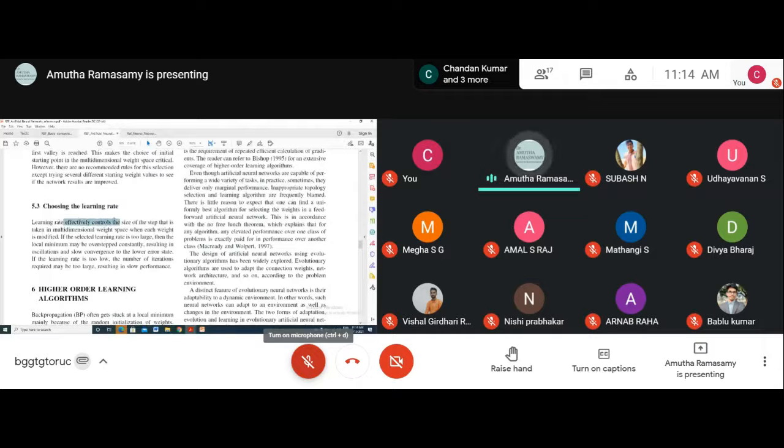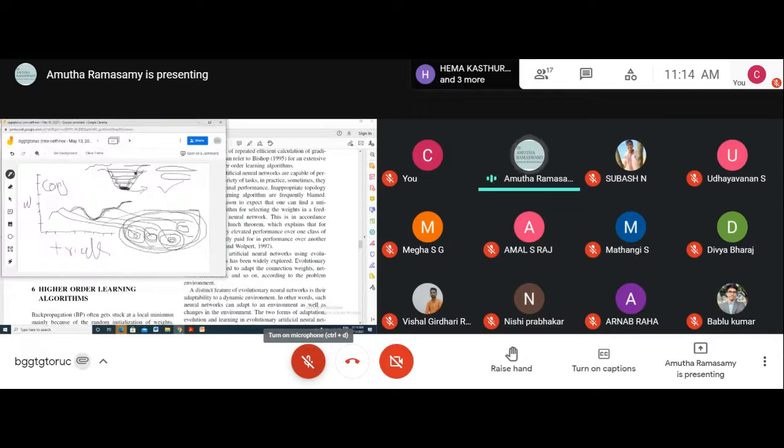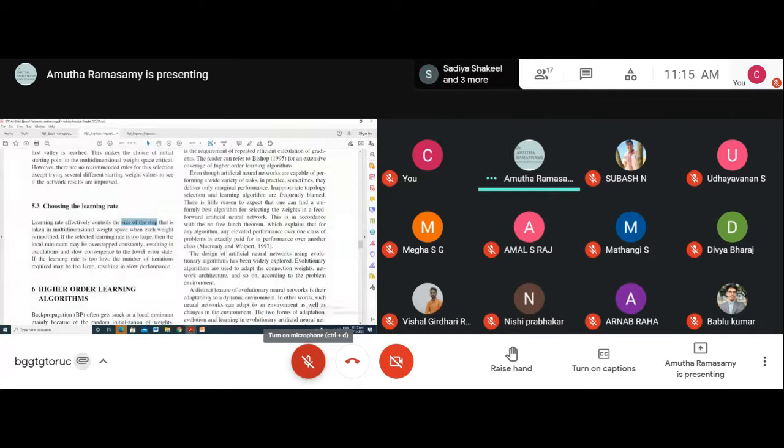Okay, learning rate effectively controls the size of the step. What is the size of the step? The size of the distance between the concentric circles. Learning rate effectively controls the size of the step that is taken in multi-dimensional weight space when each weight is modified. So very important, every step we are modifying every weight connection.